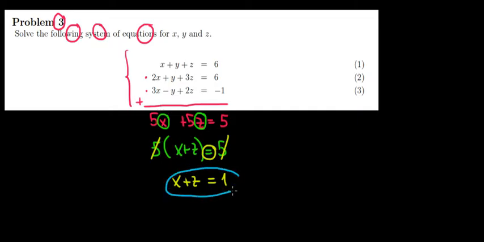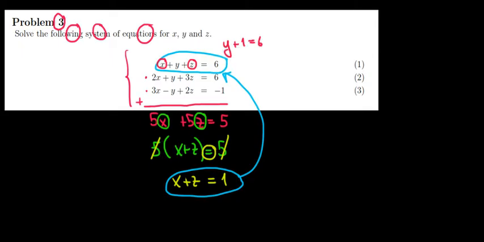Because if x plus z is equal to 1, and we have a relationship between x plus y plus z, well, if we just substitute this over there, what do we get? We will have the following. x plus z is 1, so we have y plus 1 equals 6, meaning that we find our y variable. So y is going to be 6 minus 1, which is equal to 5. So we already found something.